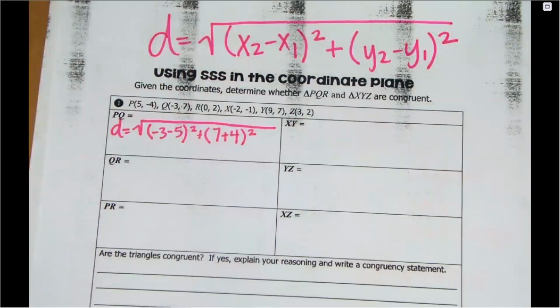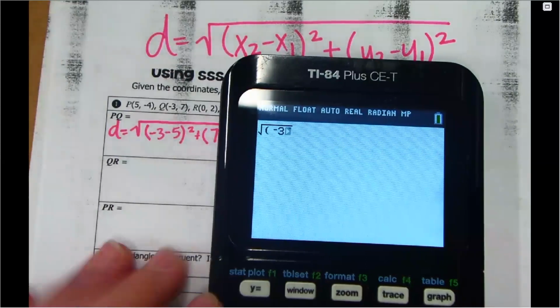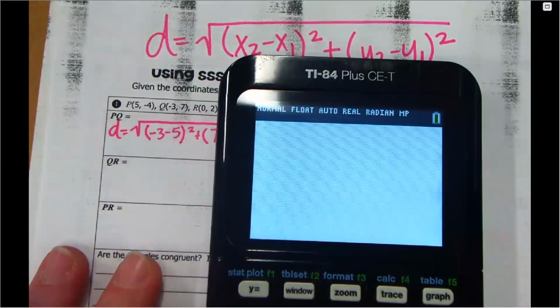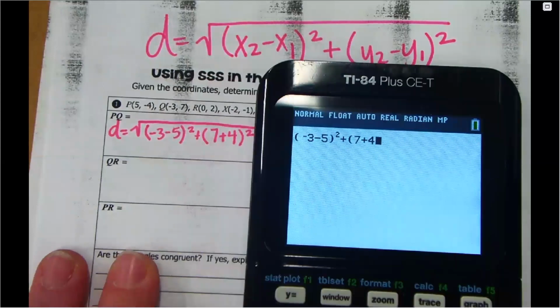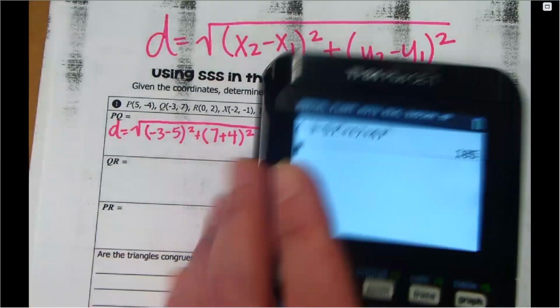Now, I will probably let you guys use these calculators tomorrow, either these fancy ones or the ones in the back. I'll just sanitize them after y'all use them. But if you type this in your calculator, don't type in the radical. Remember how we talked about not typing that in? Because you can leave it without that. So I'm just going to put -3 minus 5, close parentheses, squared, plus 7 plus 4, close parentheses, squared. That equals 185. So the square root of 185.